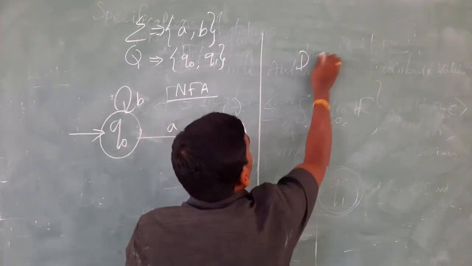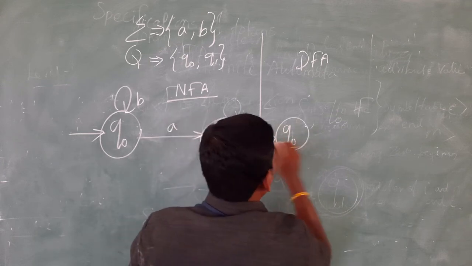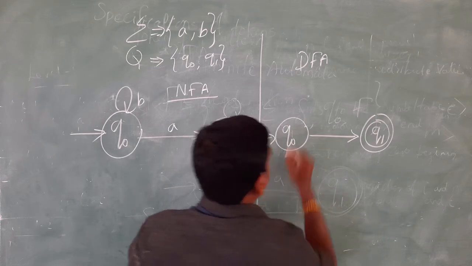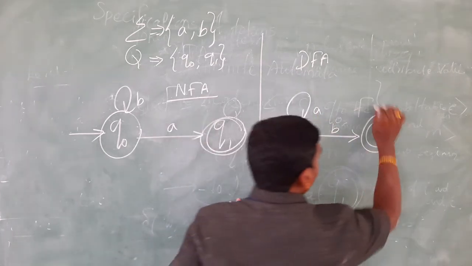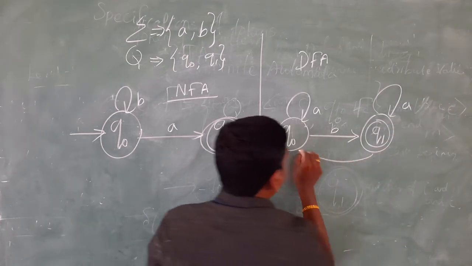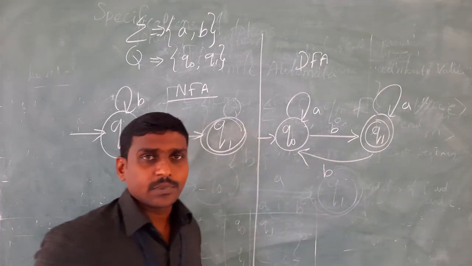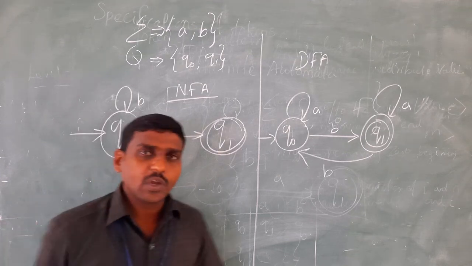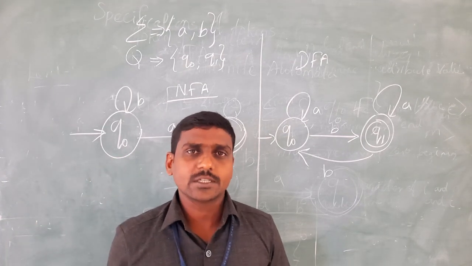But in DFA, each state should read at least one time. So A it is reading, B also it is reading, and q1 also reads A or B. The thing is, it should read A and B at least one time. This is the DFA, and this is NFA. Okay, so in the next video I am going to teach you regular expressions. Thank you.